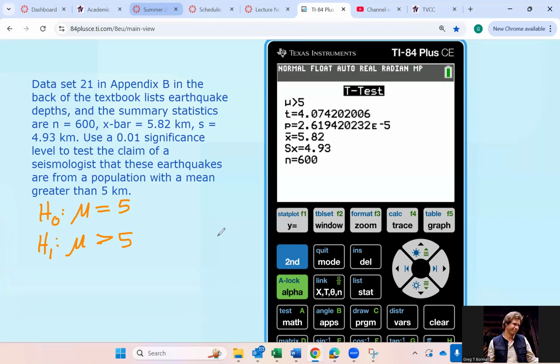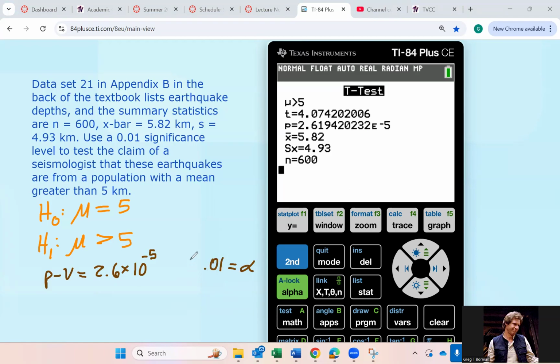Now it's time to interpret. Okay, so we have a p-value of 2.6 times 10 to the negative 5. You can't forget the scientific notation stuff. If you do, it's going to give you a totally different answer. Alpha is equal to 0.01, the level of significance, and alpha this time is greater than our p-value. Therefore, we're going to go with H1.